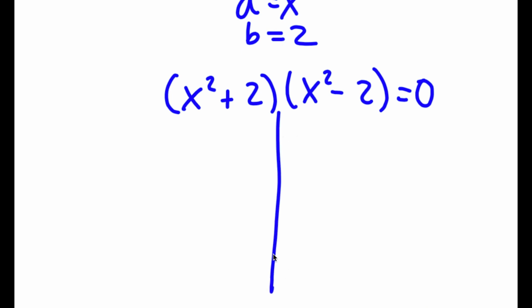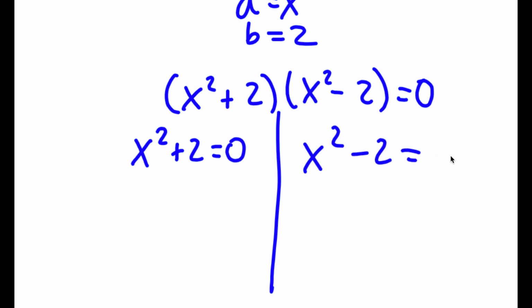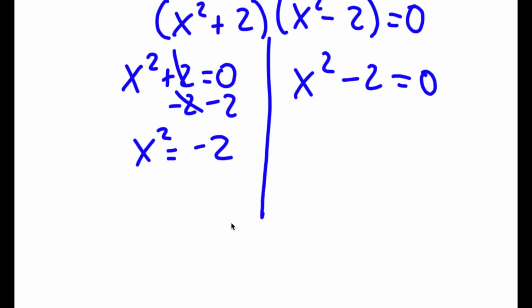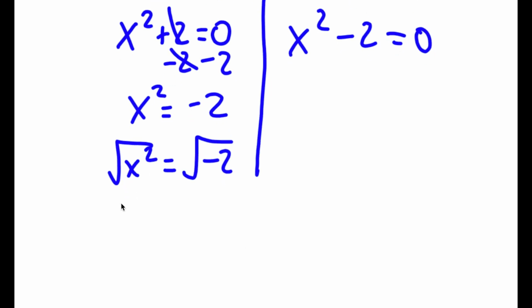So now this gives me two equations. I get x squared plus 2 is equal to 0, and I get x squared minus 2 is equal to 0. So for x squared plus 2 equals 0, I can subtract 2 on both sides, so I get x squared is equal to negative 2. And then I can take the square root on both sides because I want to cancel out this power. So if I take the square root on both sides, square root of x squared is simply x, so I get x is equal to positive or negative square root of negative 2.